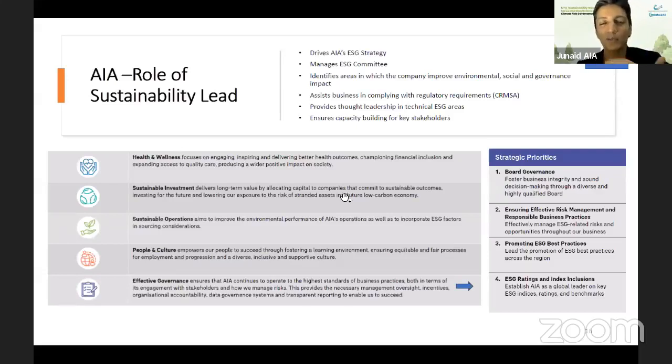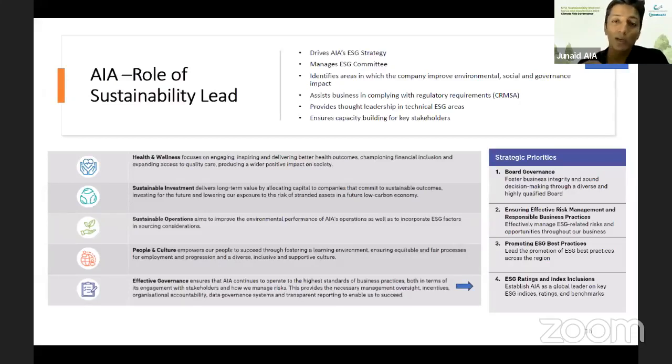So just as a reminder of the terminology of first line and second line, the first line is represented by the doers or the risk takers. These are the people on the front lines. They're managing risk, they're complying with the regulations and standards, and they're carrying out the company's defined risk management processes daily. The second line of defense is managerial and is responsible for the oversight of the doer. So this is your risk and your compliance functions. So in my role, I help drive AIA's ESG strategy. I will also manage the local ESG committee and identify areas in which AIA can improve its ESG impact.